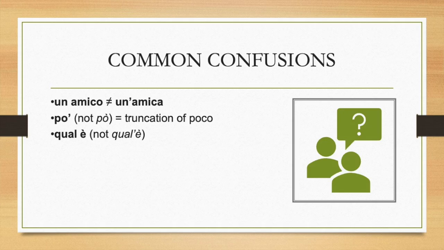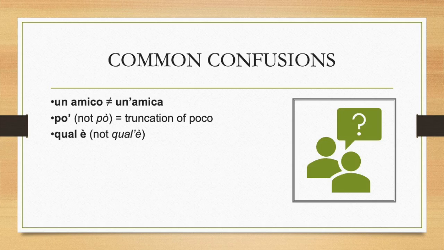And now let's see a second point of confusion. Po'. Po' is written with the apostrophe, not with an accent, because it's a truncated form of poco. It's not an elision, so the apostrophe must be used, not the accent.